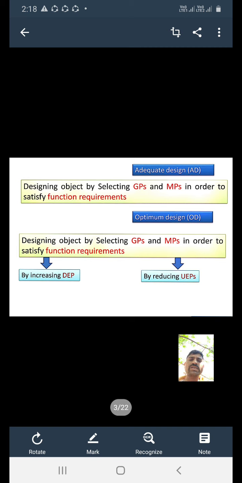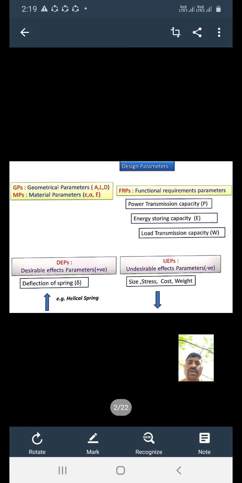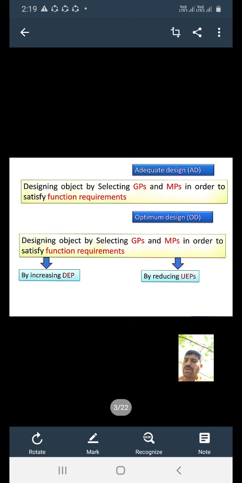Designing an object by selecting the geometrical parameters and material parameters in order to satisfy the functional requirement by increasing the DEP, the desirable effect parameters, by reducing the UEP, the undesirable effect parameters. We have seen the desirable effect parameter and undesirable effect parameter with the help of the helical spring. Remember these two examples.